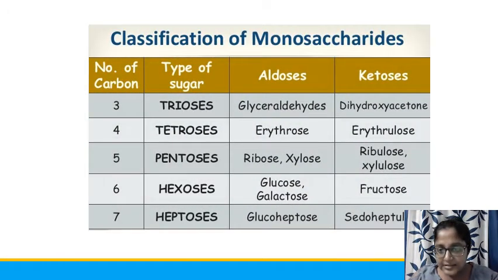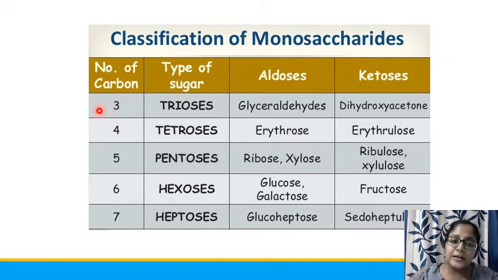Now, if we classify monosaccharides, we have different kinds of sugars depending on the number of carbons they have. There can be 3 carbon monosaccharides, 4 carbon monosaccharides, 5, 6 and 7 respectively. And each of the varieties has an aldehyde group and a ketone group.